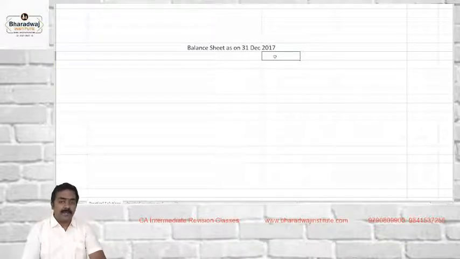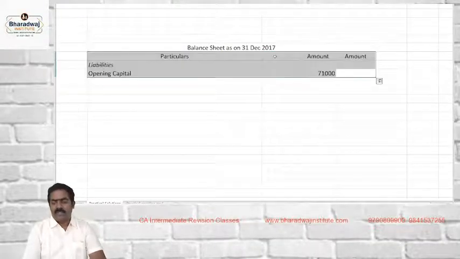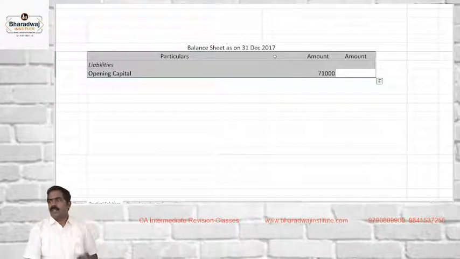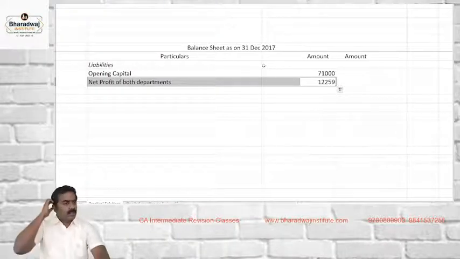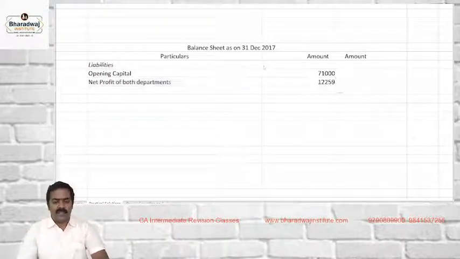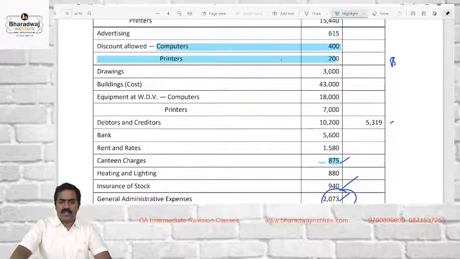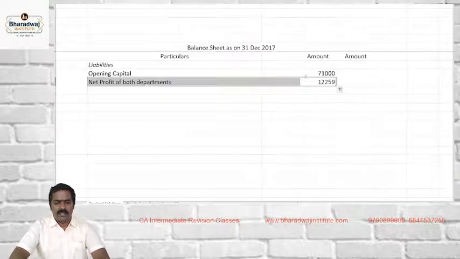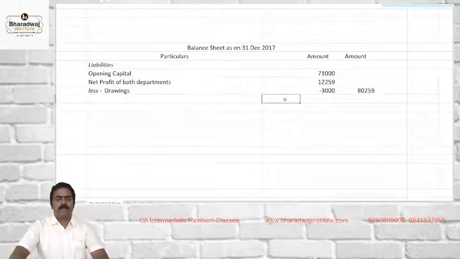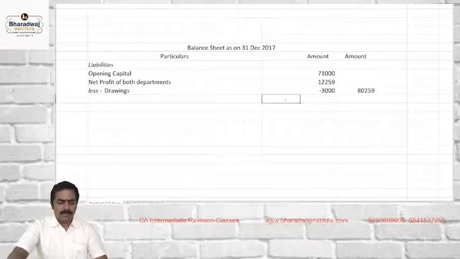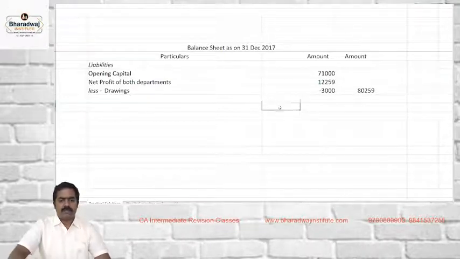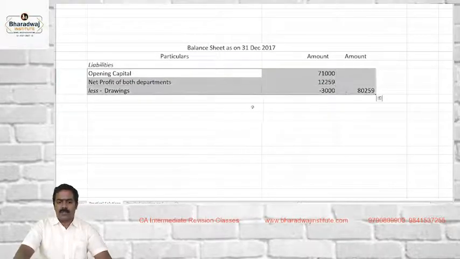Okay, what is the capital? 71,000. Add, listen, which department profit you will add? Both. Add both the net profits. What is the net profit of both? 12,259. Is there any drawings given? Check it. Yes, drawings. 3,000 directly given. Adjust it. Opening capital, add net profit of both the departments, minus drawings.